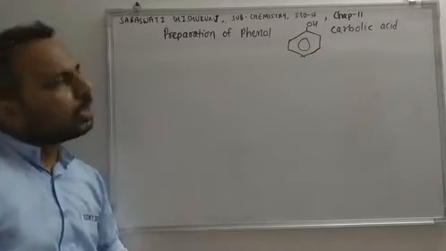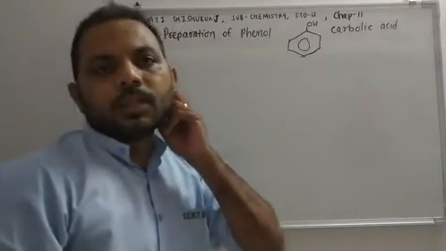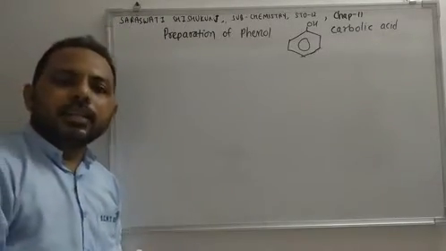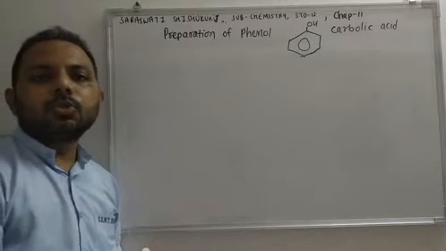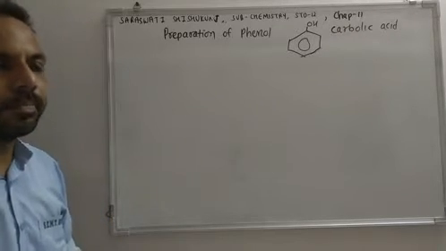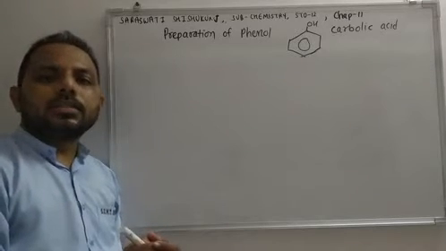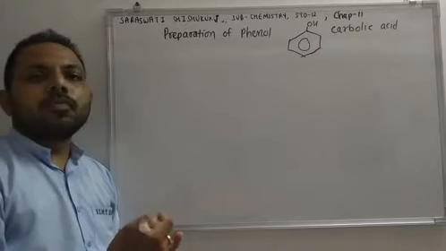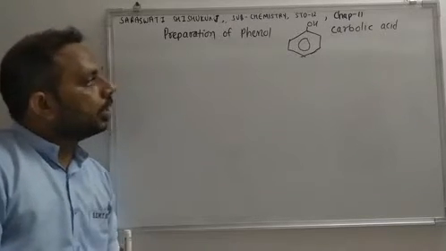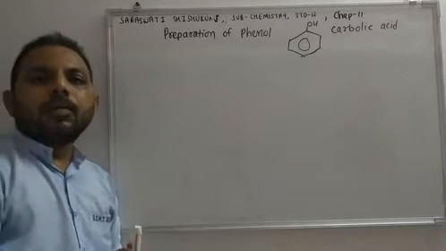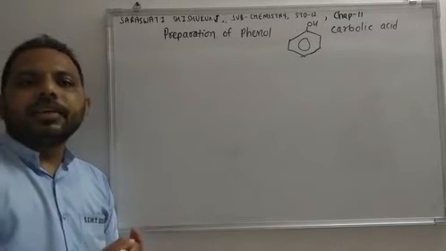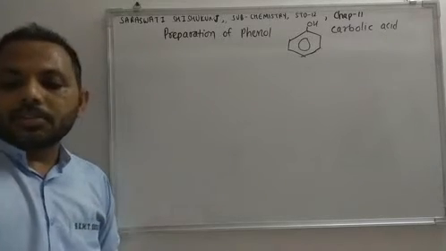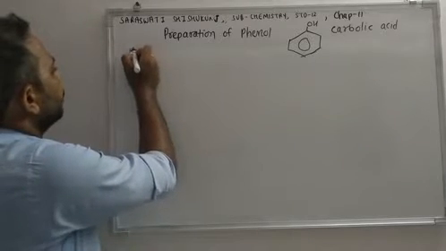Phenol is also known as carbolic acid. Earlier days, phenol used to be synthesized from coal tar. I am talking about earlier days. But nowadays, phenol is synthesized commercially from various reagents, right? So today we are going to discuss the preparation of phenol from various benzene derivatives, or we can say various haloarenes. So the first preparation is preparation from haloarene.